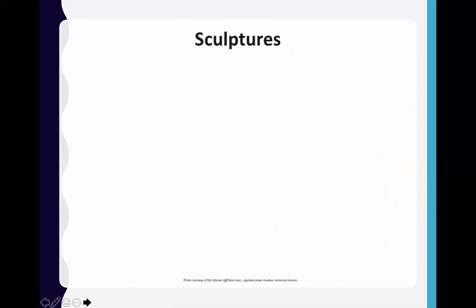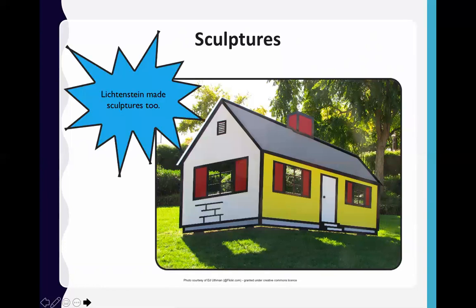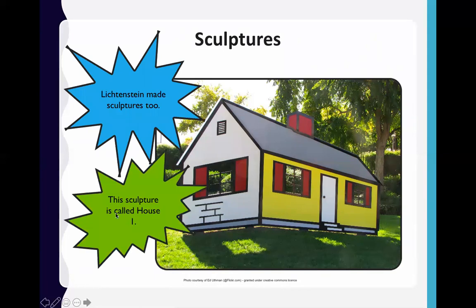So he's also done some sculptures. Now what I'm going to show you is more of his recent work. So something he's done recently. As in recently, I mean 1996 to 1998, which was still 20 or so years ago. So Lichtenstein liked to make sculptures too. And this sculpture is called House Eye.